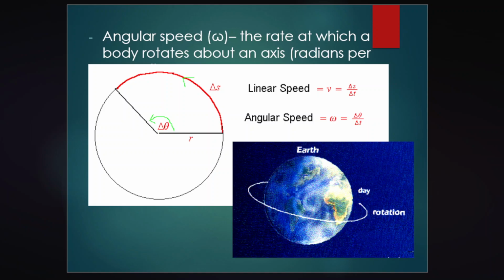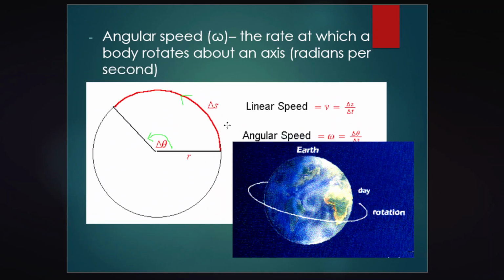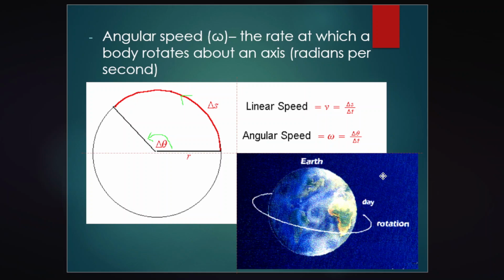Angular speed is the rate at which a body rotates about the axis. Radians per second. Looks like that got hidden. There it is. There we go. So linear speed, we talked about the distance over time. Angular speed, it's the change in angle over time. So the theta over time is your omega, that little fancy w.